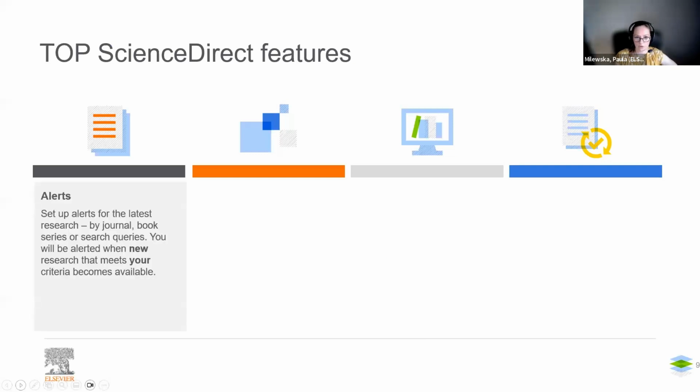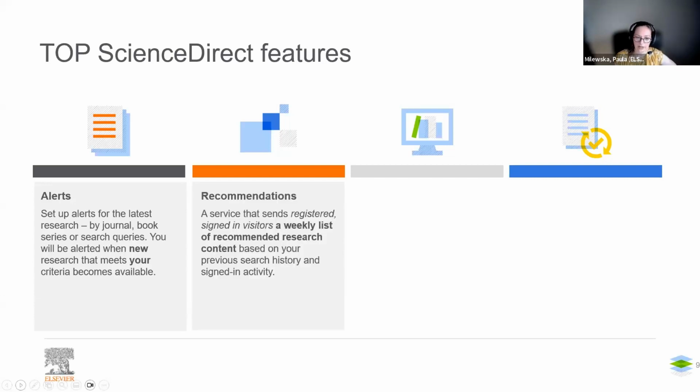If you have your own user account, you can set up alerts. This can be for the latest literature. You can receive alerts about a search, about journals, book series. It's always up to you. And you will be informed about new content on the ScienceDirect platform. You will also receive recommendations, which is a little bit different service.